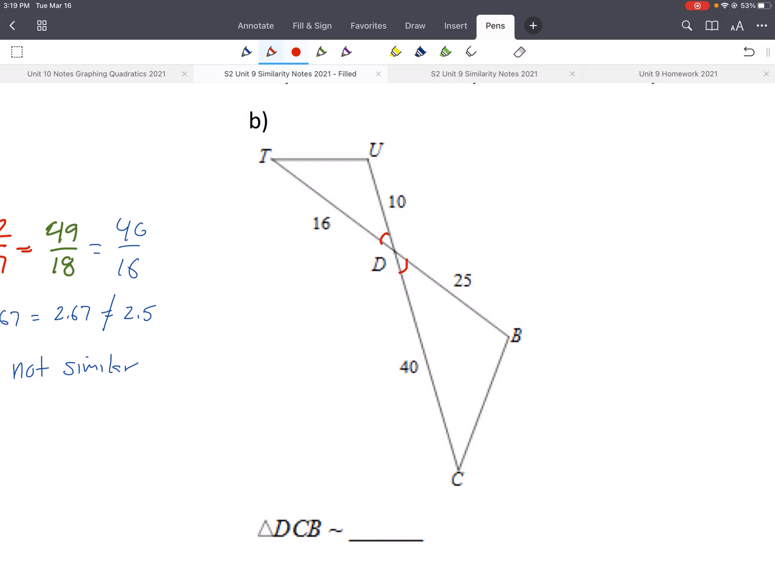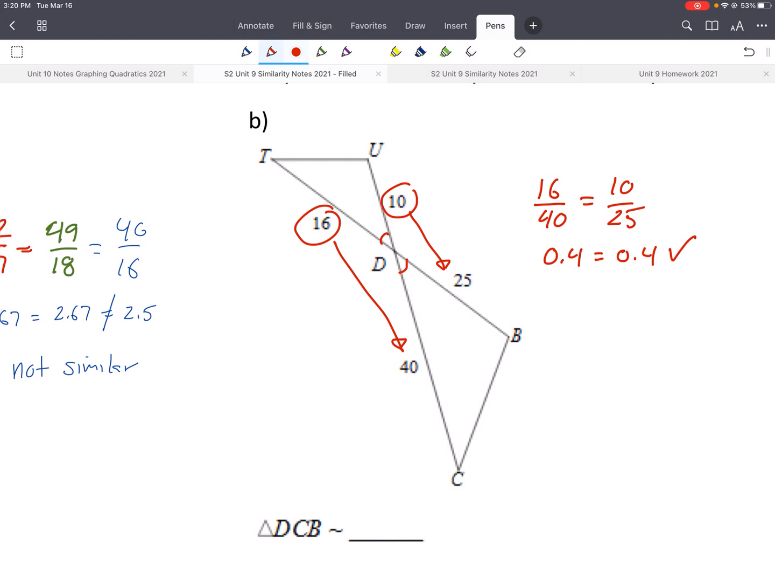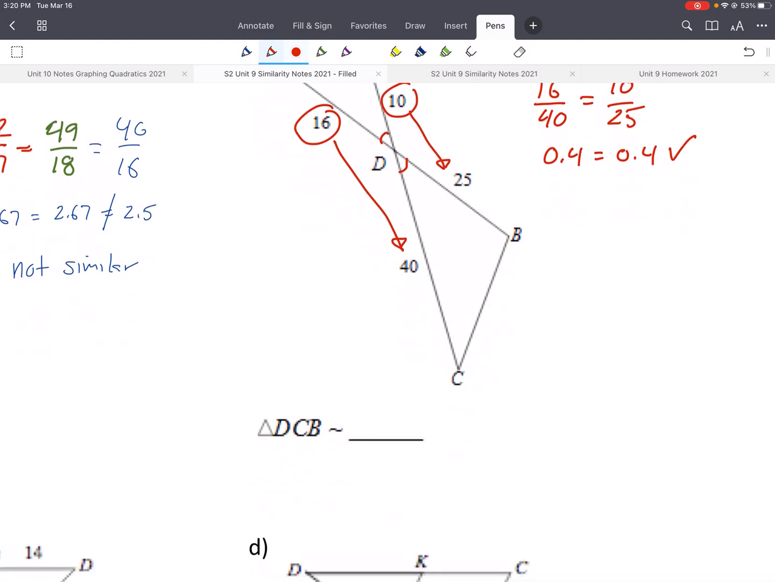So maybe something like largest to largest. So something like this. So we could do 16 over 40 is equal to 10 over 25. Simplify that. Looks like we get 0.4 is equal to 0.4. So then we can say it is similar by side, angle, side. And we need to write down the statement.